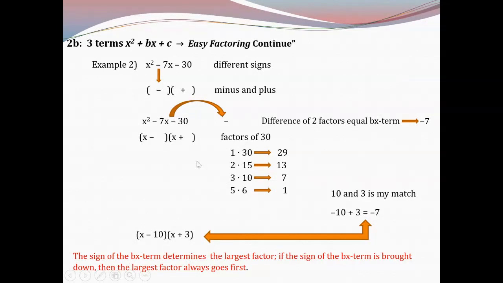because the rule is when you have subtraction, right? When you have different signs, the sign of the bx term determines the biggest factor. So for example, here, right, we know that 3 and 10 is my match. So the sign of the bx term, which is negative, must be the biggest factor, which is 10. If you bring the sign down, you don't have to worry about thinking about that. Just put the bigger number first. That's what I put here. The sign of the bx term determines the largest factor. If the sign of the bx term is brought down, then the largest factor always goes first. Okay.